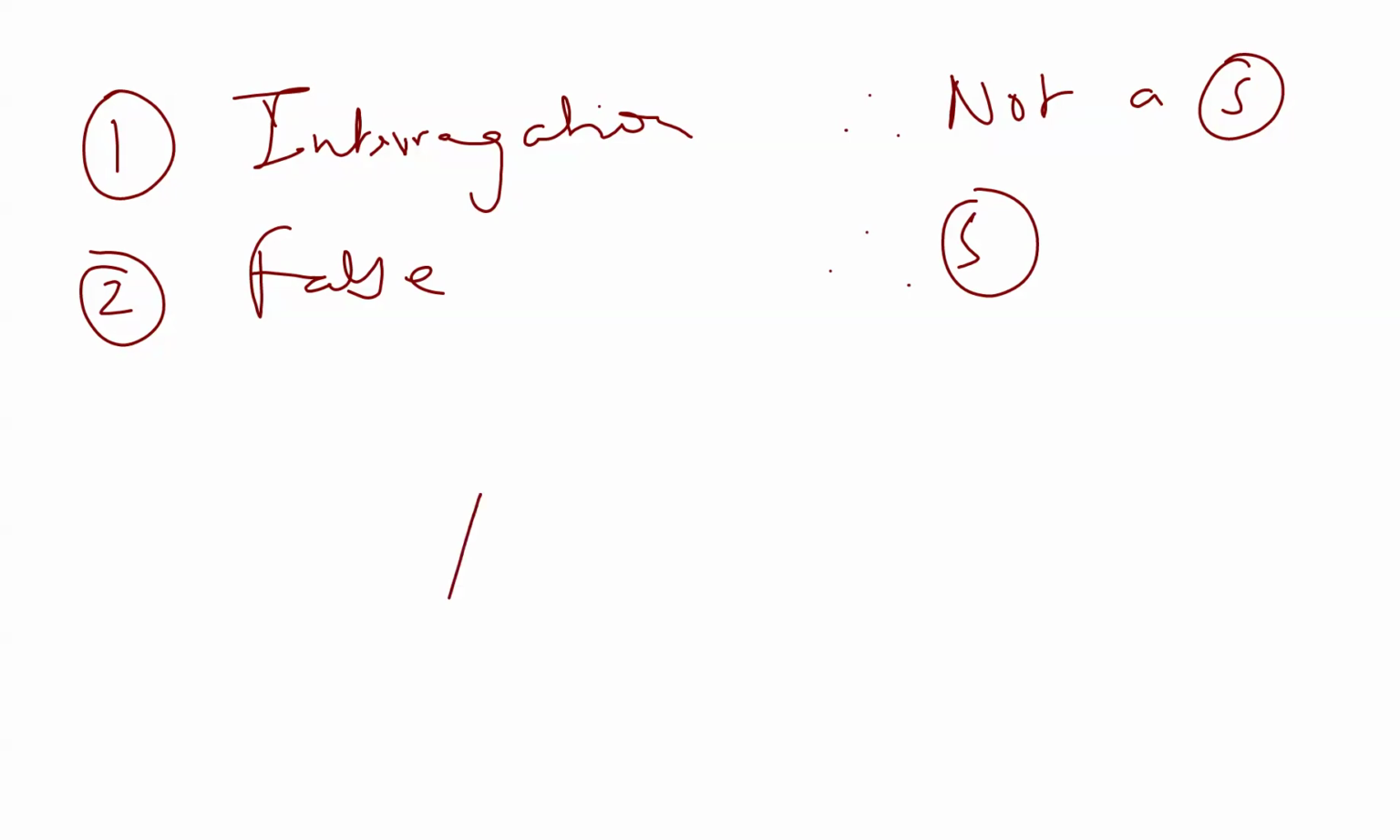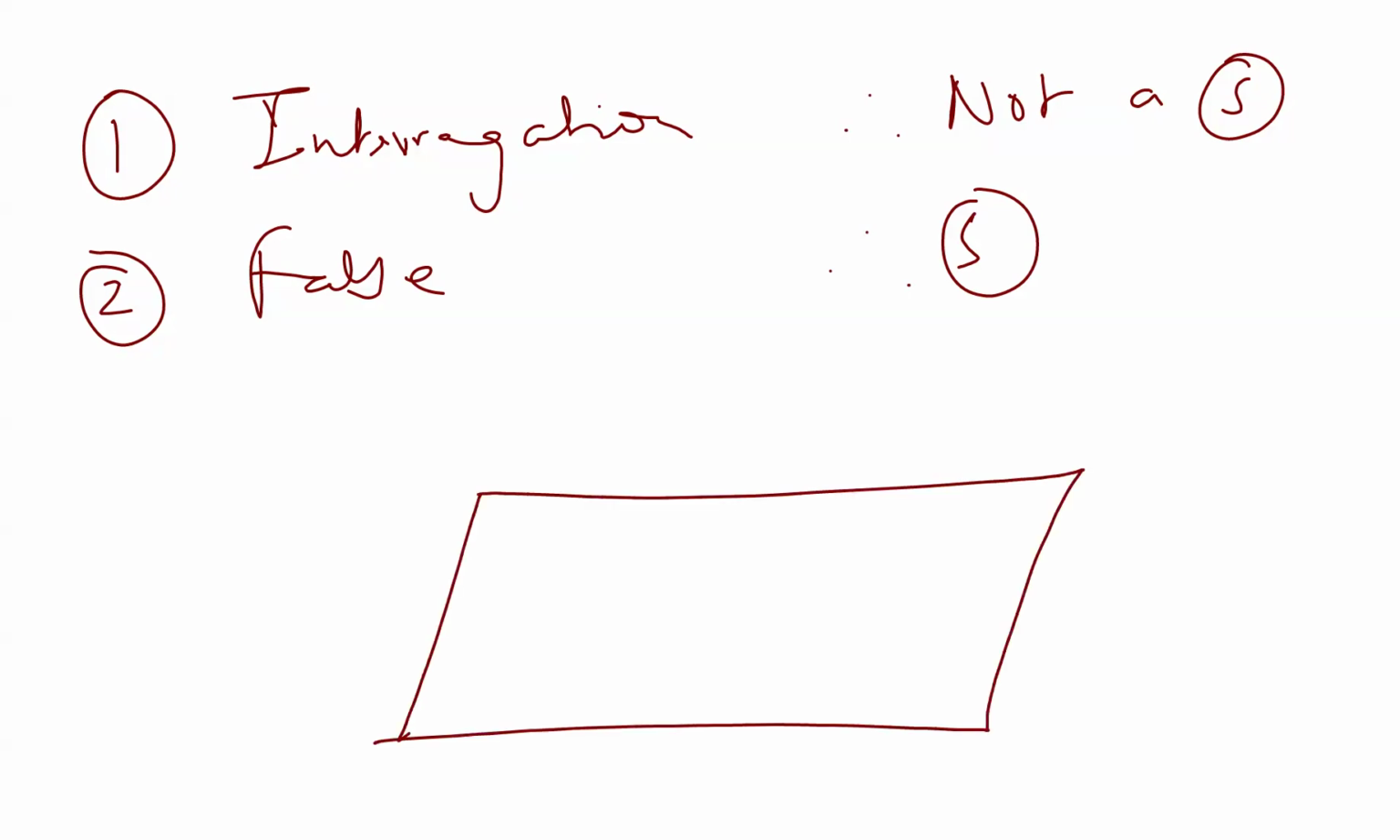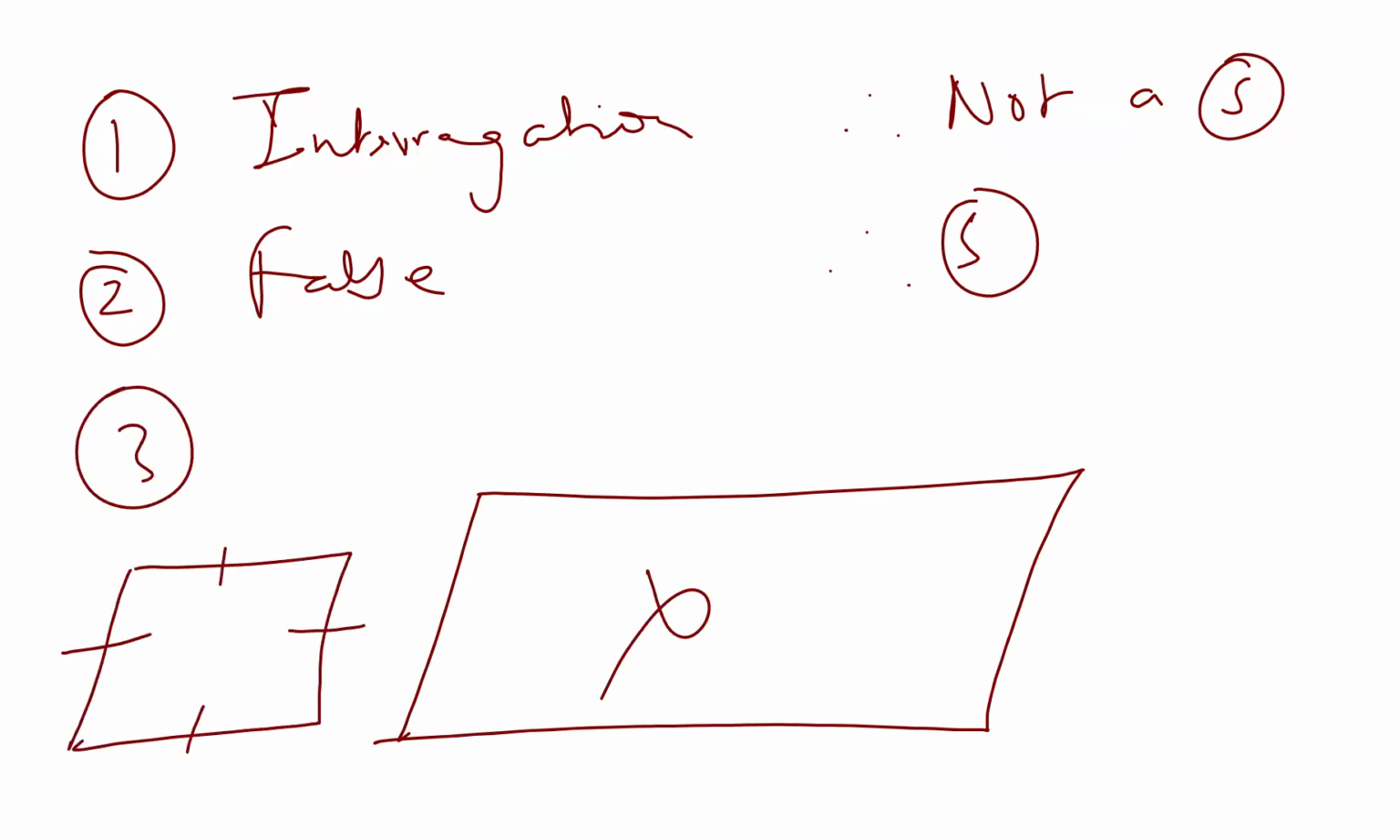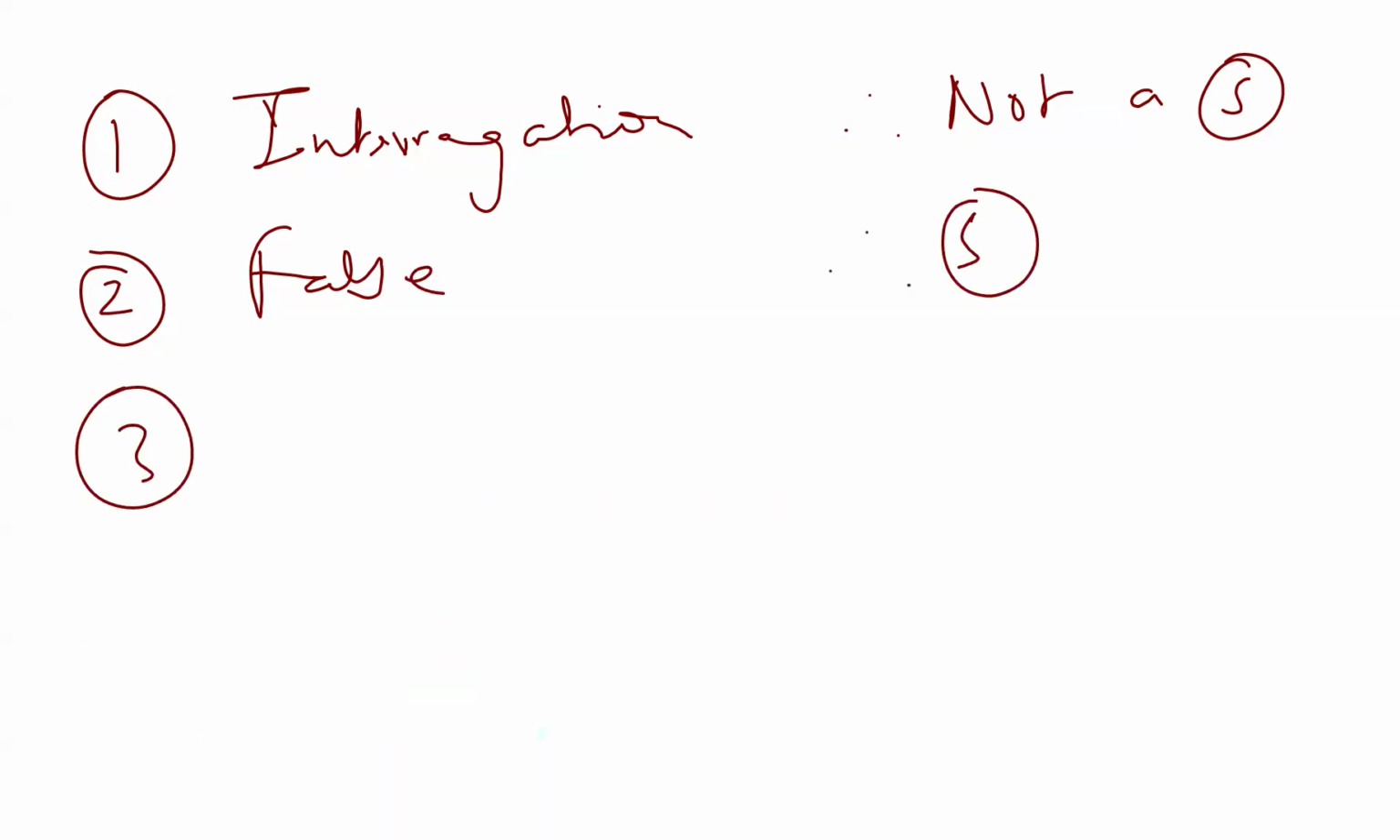Every parallelogram is a rhombus. So this is a parallelogram. This is not a rhombus. Only when all sides are equal, it's a rhombus. So it's false. Only some parallelograms are rhombus. Therefore, it's a statement.